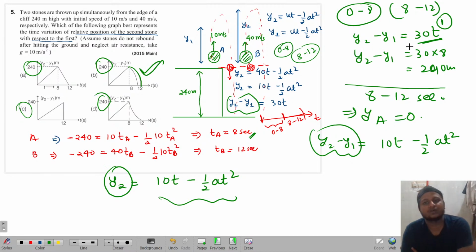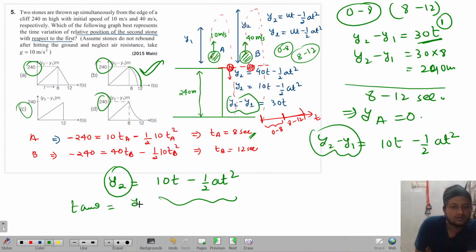I found out that y2 minus y1 is following a linear graph from 0 to 8 seconds, and the gap between them is always how much? 240 meters. So that is what I have drawn: at t equal to 8 seconds, the gap between them is how much? 240 meters. Now you can also calculate how this particular gap is increasing by putting the value of tan theta over it. Tan theta is going to be y2 minus y1 divided by 8. So for this theta, you can calculate what the gap is at t equal to 6 or 5. You can calculate from the graph easily. Understood or not? Now, from 8 to 12, what was happening?